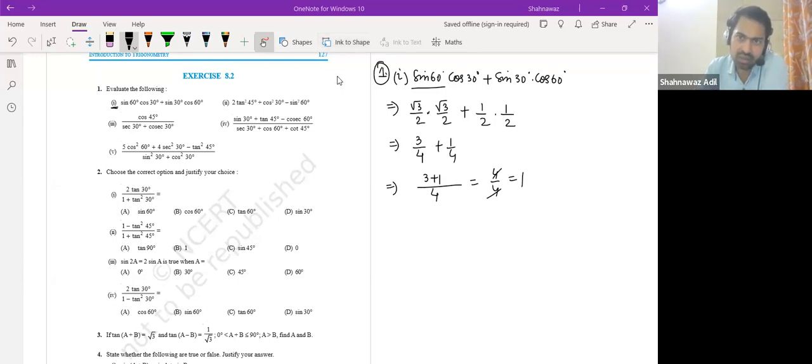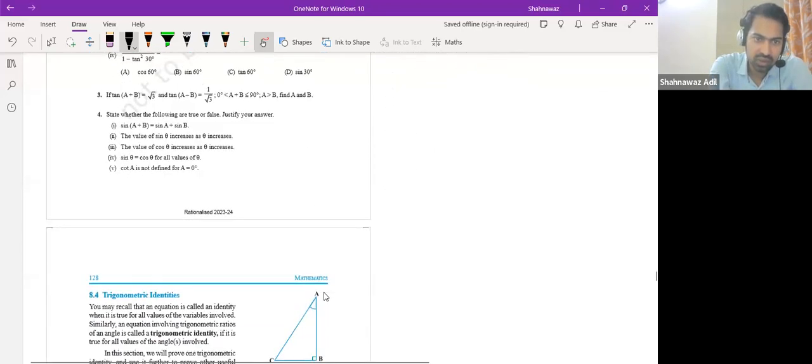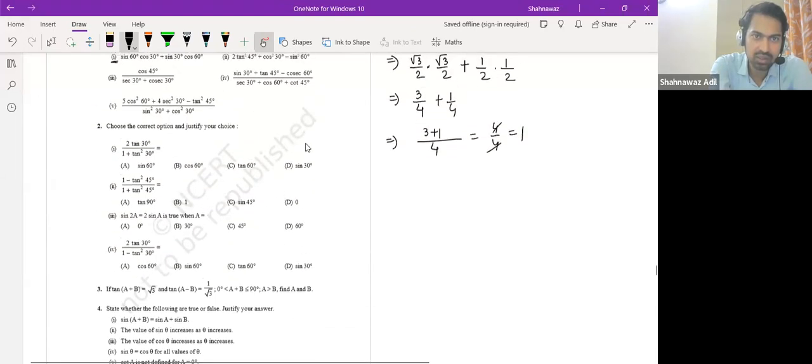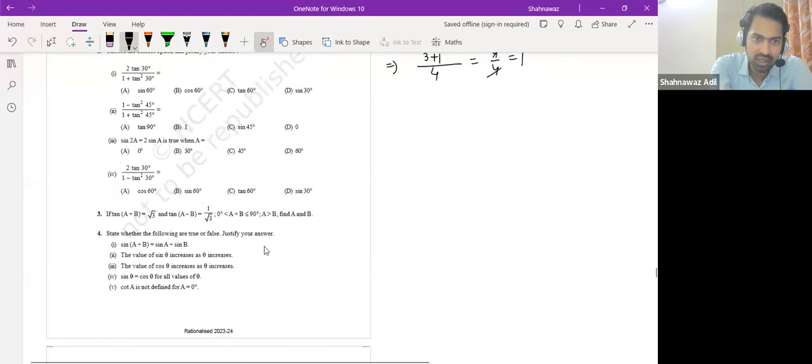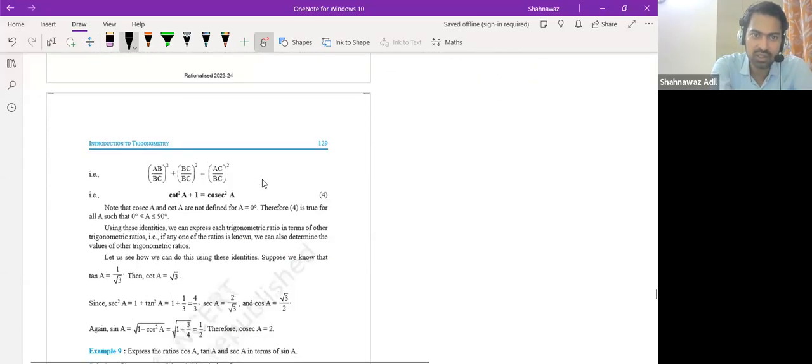Noted this question. Amar, Shaima, and Shoaib, what about you guys? Okay, so we will stop here. We have only 4 questions, so in the next class we will complete this exercise tomorrow, and then we'll talk about the trigonometric identity.